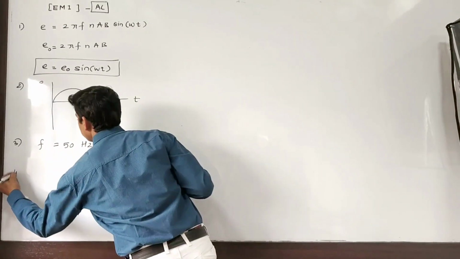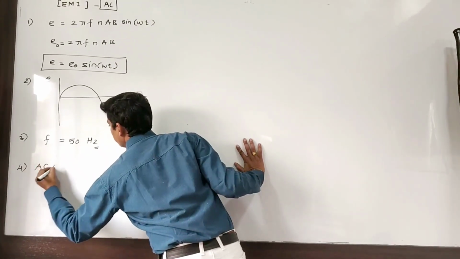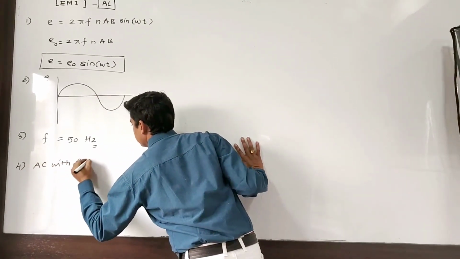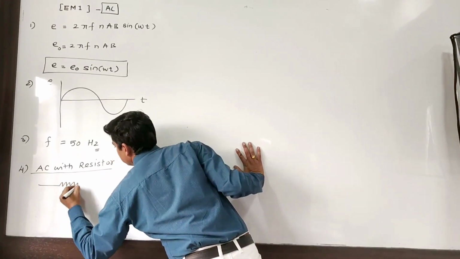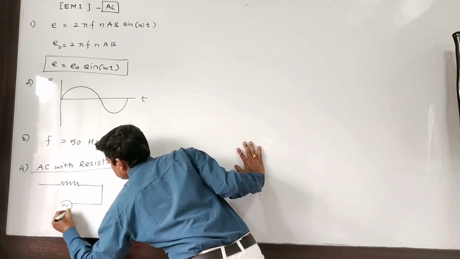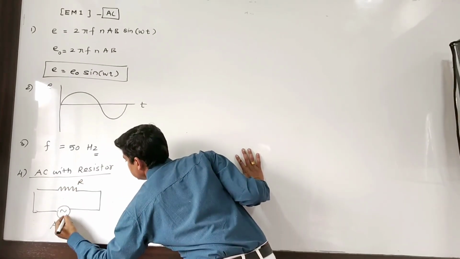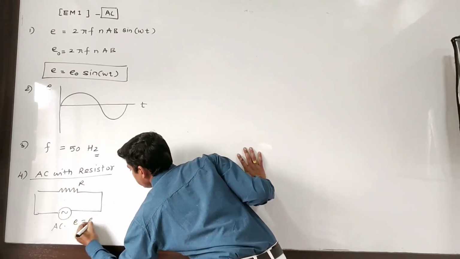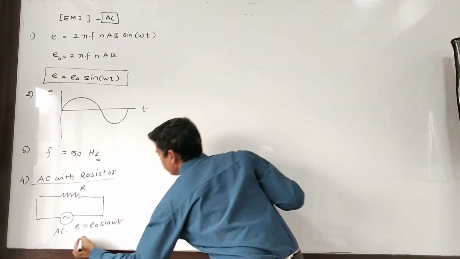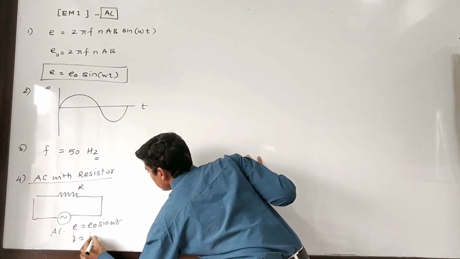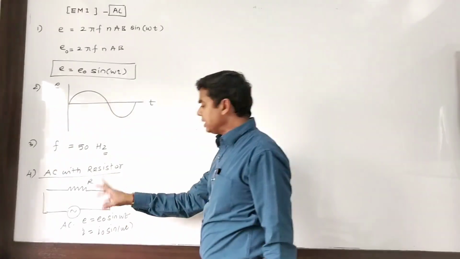Now the next important formula in AC is AC with resistor. Whenever we consider AC with resistance, the figure is a resistor connected in series with AC. Let this AC supply EMF E equal to E0 sin omega t. Then by definition or by derivation, I is equal to I0 sin omega t, for a resistive circuit. This is called a resistive circuit in AC.